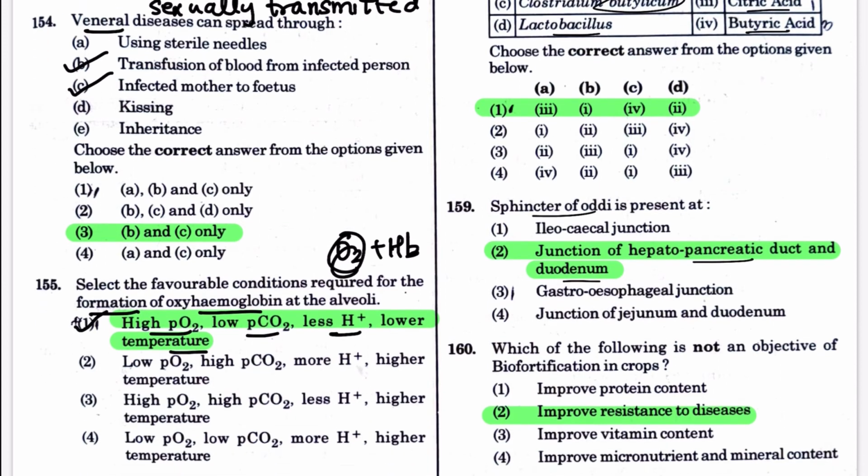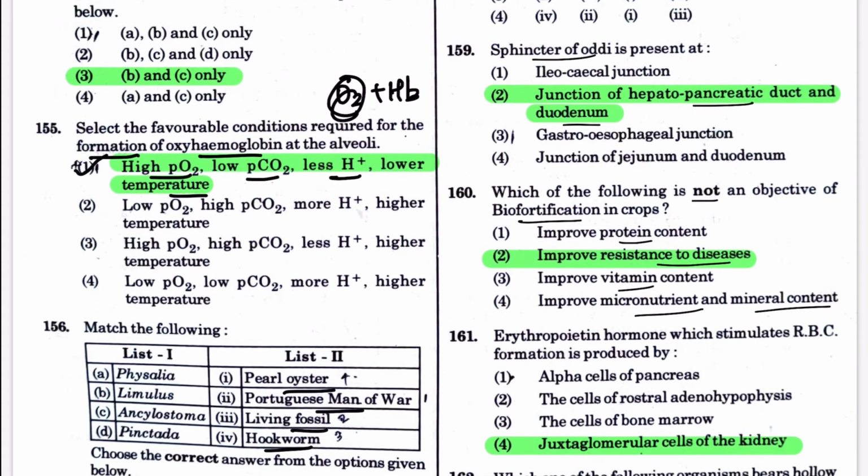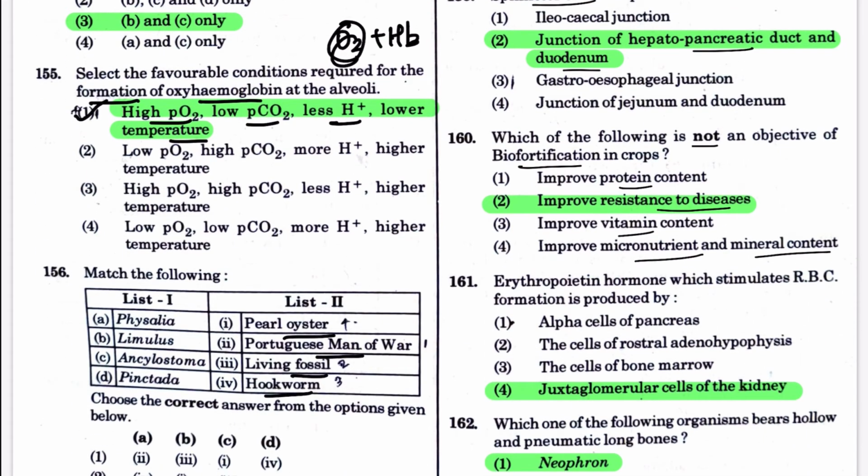So 160, they are asking you which is not an objective of biofortification. Biofortification means enrichment in the existing crop varieties. Enrichment of what? Protein, vitamin, micro and macronutrients and mineral content, but not resistant to diseases. So this is not an objective of the biofortification, right? For 161, the erythropoietin hormone which stimulates the RBC production is produced by the JG cells of kidney, which is juxtaglomerular cells of kidney.